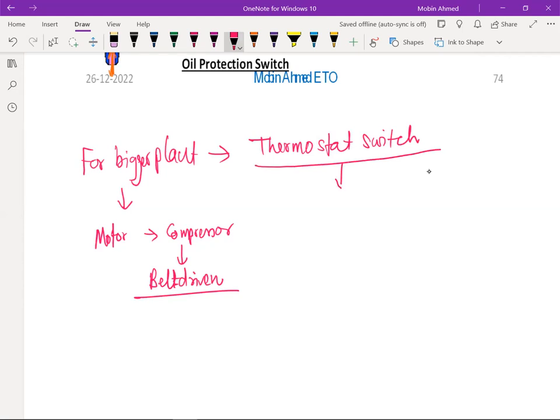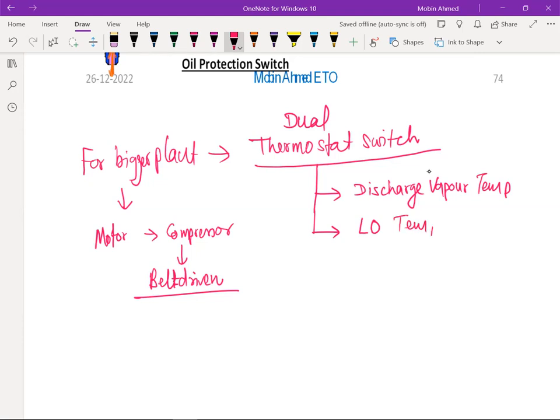Now this thermostat is also known as a dual thermostat switch. Why is it known as a dual thermostat? Because it is going to measure the discharge vapor temperature, and second, it is also going to check the lube oil (LO) temperature. So it is going to measure both.